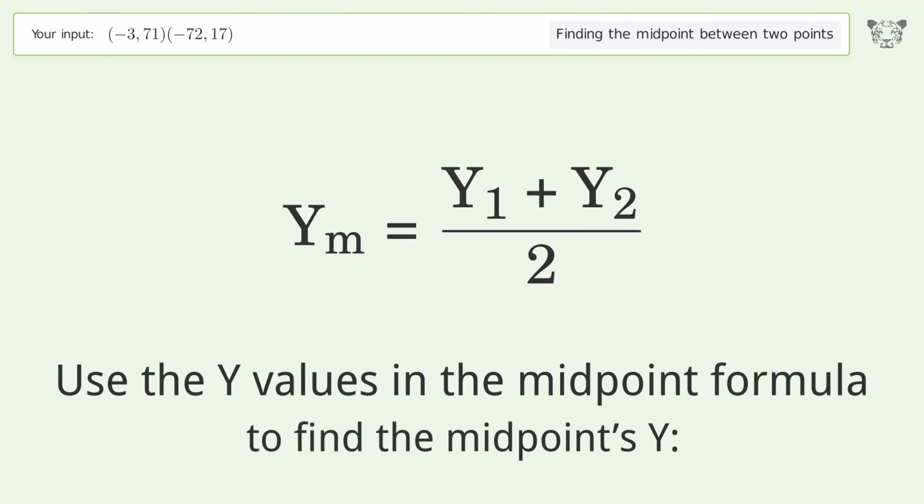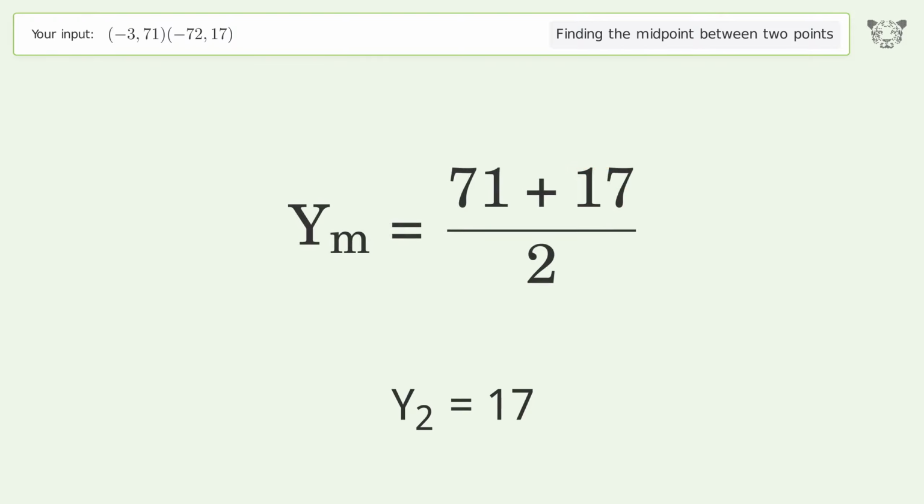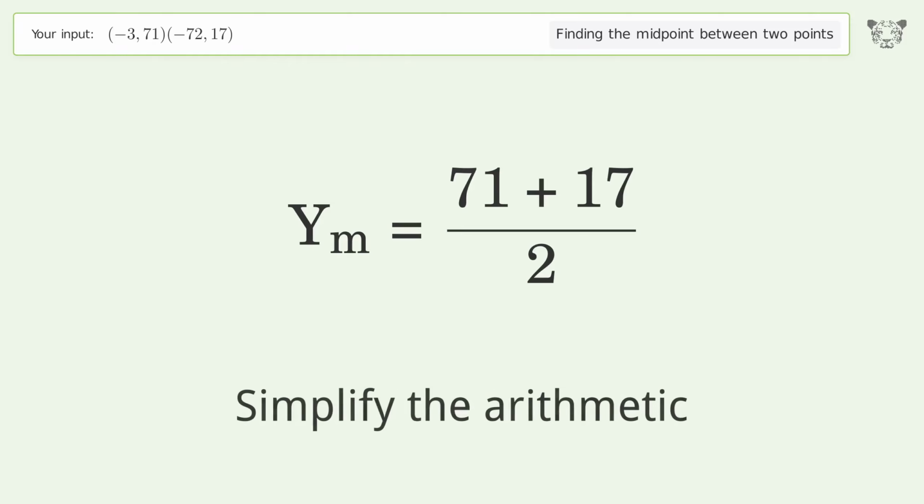Use the y values in the midpoint formula to find the midpoint's y. y1 equals 71. y2 equals 17. Simplify the arithmetic.